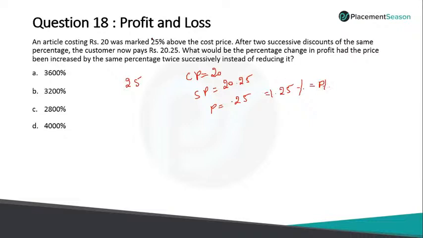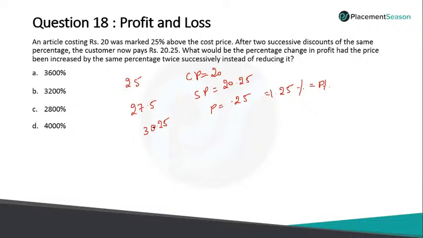If I sell in this way, the question is, what would be the percentage change in profit had the price been increased by the same percentage twice successively? Rather than discounting successively, if you increase, say 10%, two times, what will happen? 25 you increased by 10%, it will be 27.5. Again 10% of this is 2.75. If you increase, it will be 30.25. So 30.25 will be the selling price if you increase rather than decreasing, right?